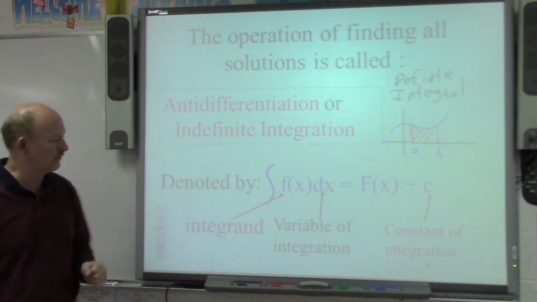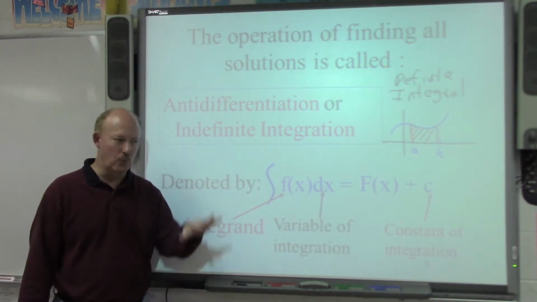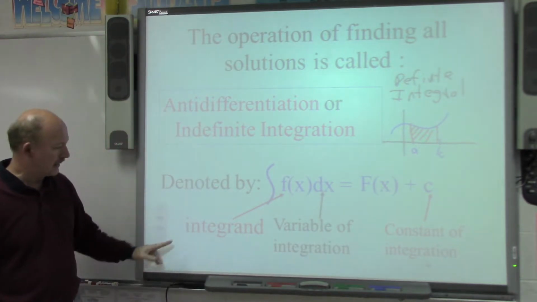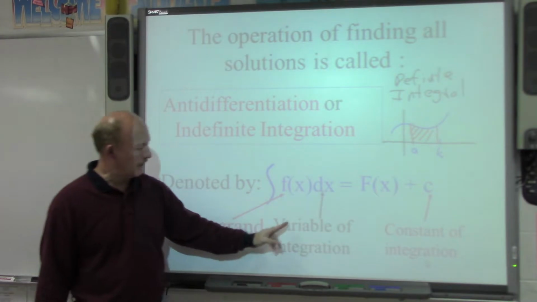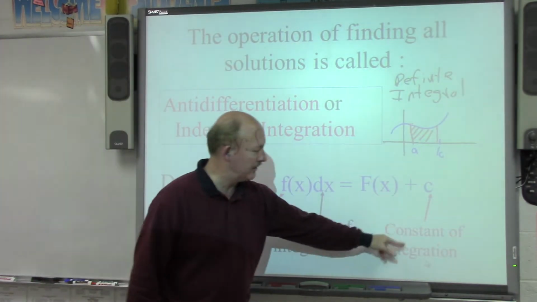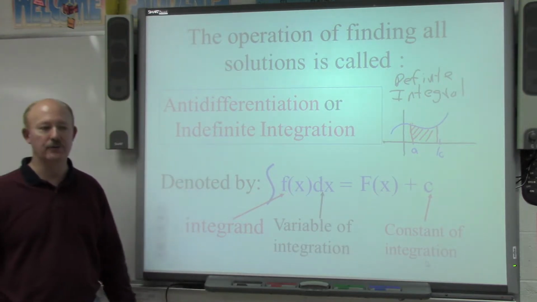So remember your parts. First you have your integration symbol here, which looks like a little wavy line. Then the expression being integrated, this is called the integrand. You have your variable of integration, and then the plus c on the end. Whenever you find your antiderivative and add the plus c, that's called the constant of integration.